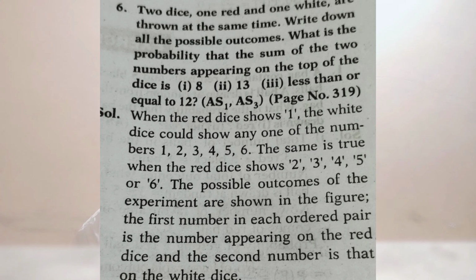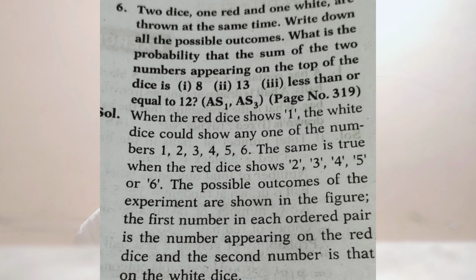So in that one, first let us see the sum on dice. 2 dice, 1 red and 1 white, are thrown at the same time. Write down all possible outcomes. What is the probability that the sum of the 2 numbers appearing on the top of the dice is given? First one is 8, second one 13, and third one less than or equal to 12.